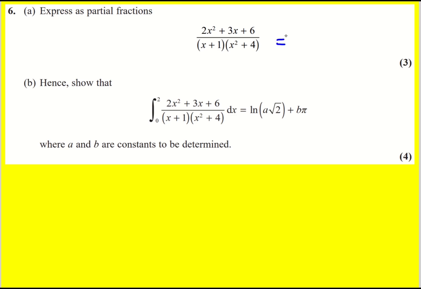Express this in partial fractions. So let's just check the order. The denominator has an order of 3, the numerator of 2. So we're all good. We don't need to do polynomial division.